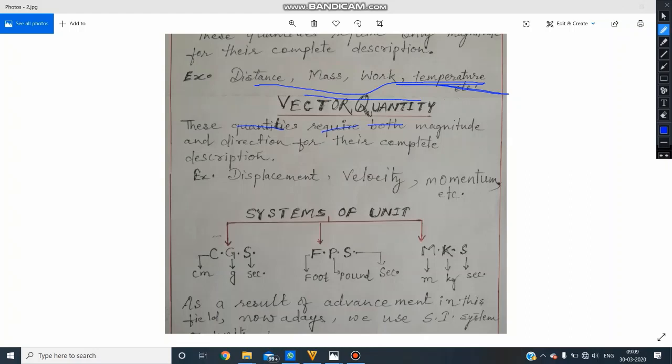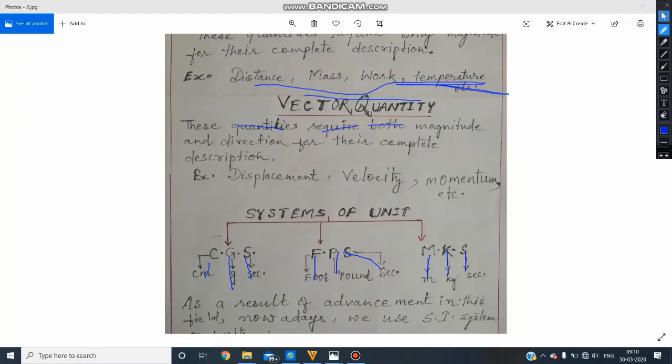Say here C represents centimeter, G represents grams, S represents second. Similarly, F represents foot, P represents pound, and S represents second. In MKS, M is for meter, K is for kg, and S is for second.